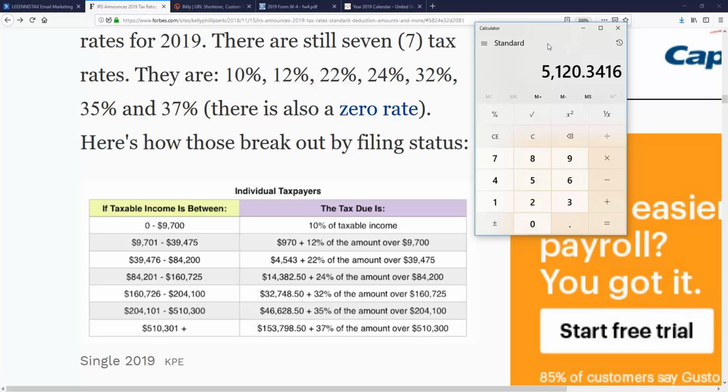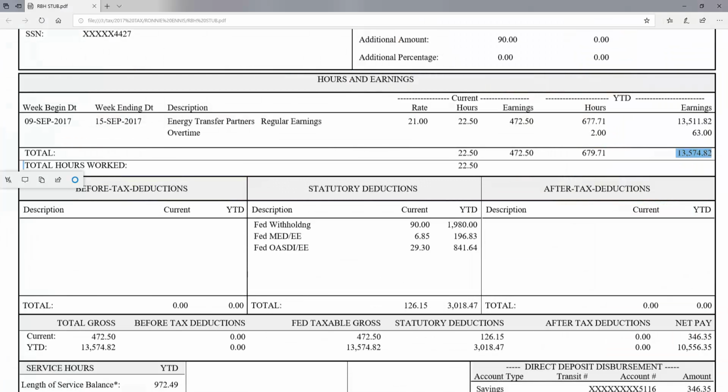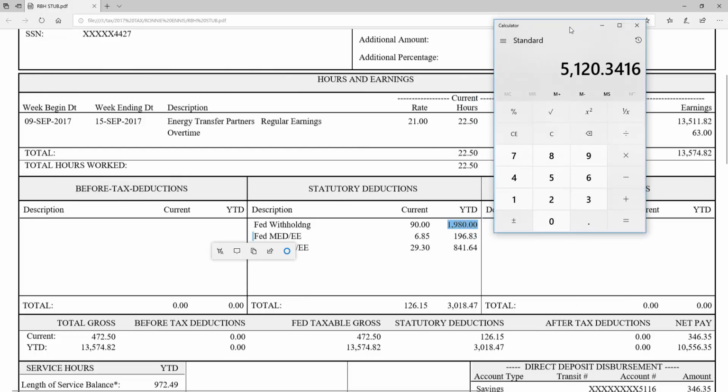Now, if you have any children under the age of 17 that will be on your tax return, you will want to subtract $2,000 for each child from this number. If you have any children 17 and above that will be on your tax return, you want to subtract $500 from this number. Now we're going to go back to our pay stub, and we're going to subtract the total year-to-date amount of federal withholding paid. For this particular pay stub, that number is 1980, which gives us a total due of $3,140 for the rest of the year.